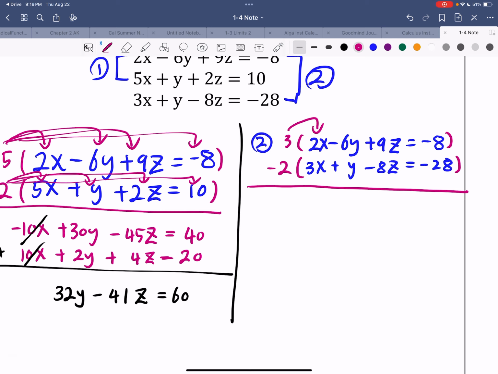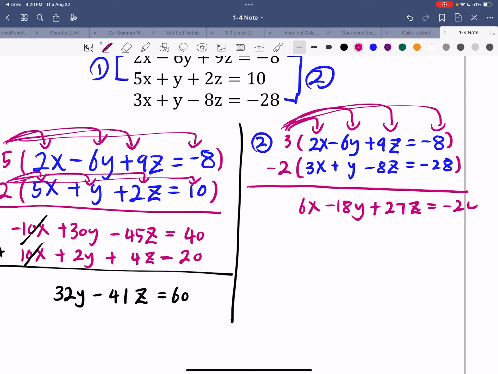So 3 times 2x is 6x. 3 times negative 6 is negative 18y. 3 times plus 9 is 27z equals 3 times negative 8 is negative 24. Negative 2 times 3x is negative 6x. Negative 2 times y is negative 2y. Negative 2 times negative 8 is positive 8z equals negative 2 times negative 28 is positive 56.